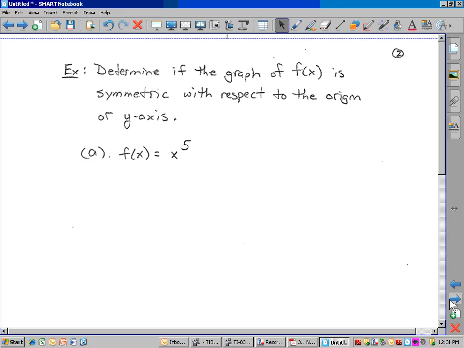Okay, so these are the 2 tests that we're going to apply to this example. We are to determine if the graph of f of x is symmetric with respect to the origin or the y-axis. Okay, so this is our test. Graphically, we look at the curve, and in geometry, you'd probably say, oh, it looks like I could draw a line of symmetry here or a line of symmetry here. We're going to test very specifically the origin and the y-axis.